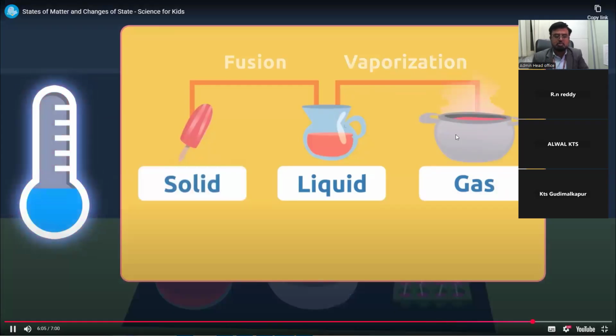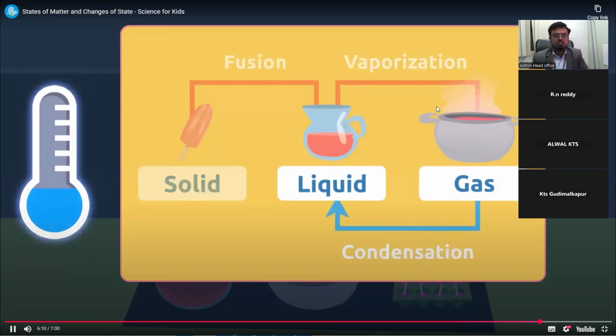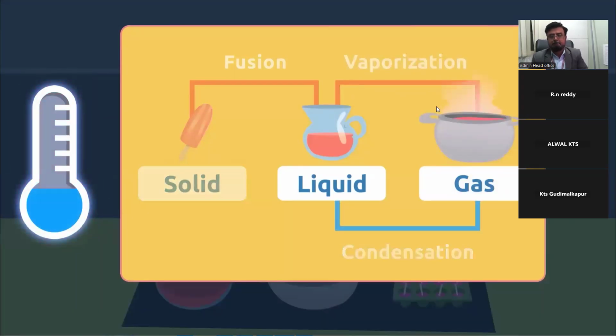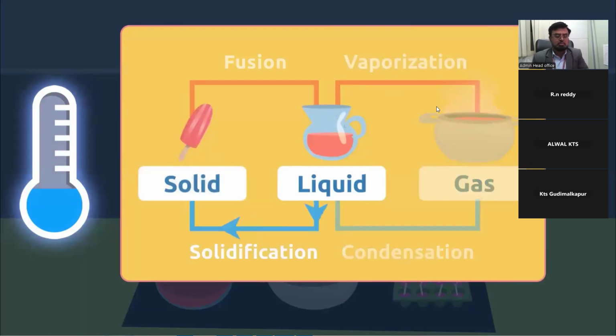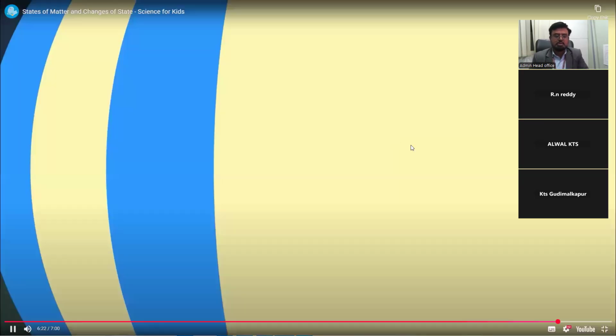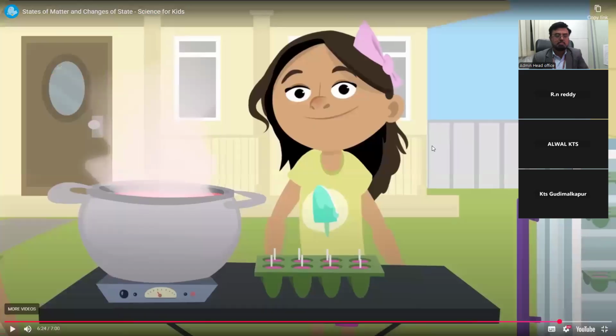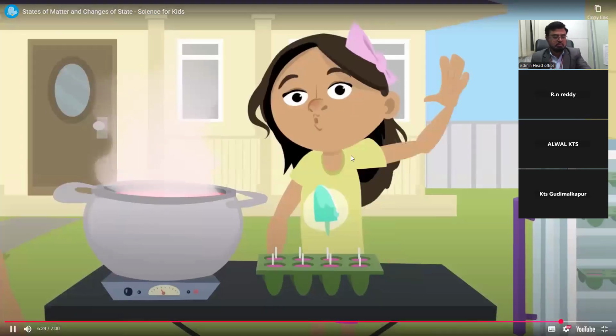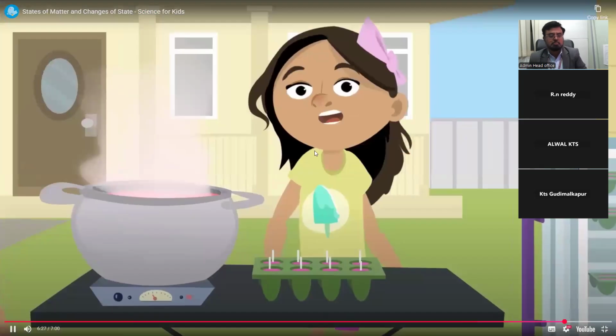If we cool a gas, it becomes a liquid. This process is called condensation. If we freeze liquid matter, it will become a solid. This process is called solidification. Right. Now you know all about the changes in states of matter. I hope you find what you've learned useful in class.